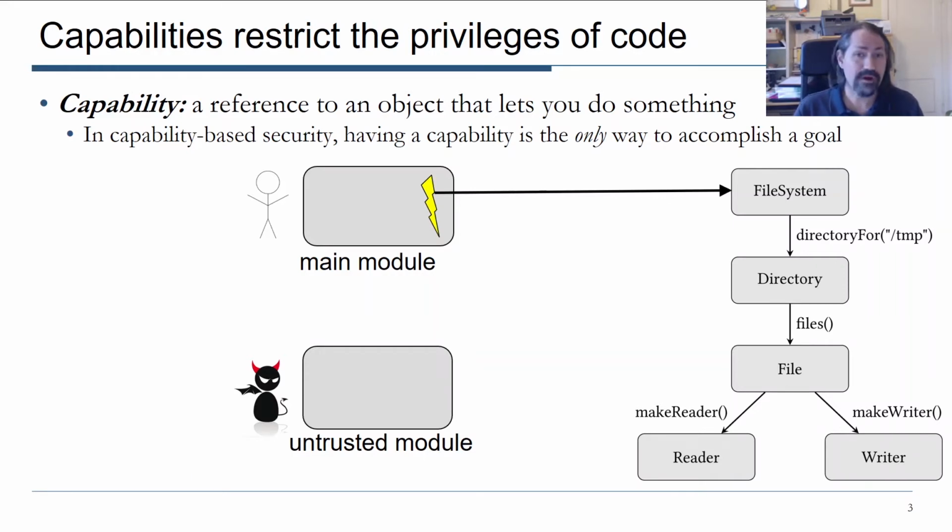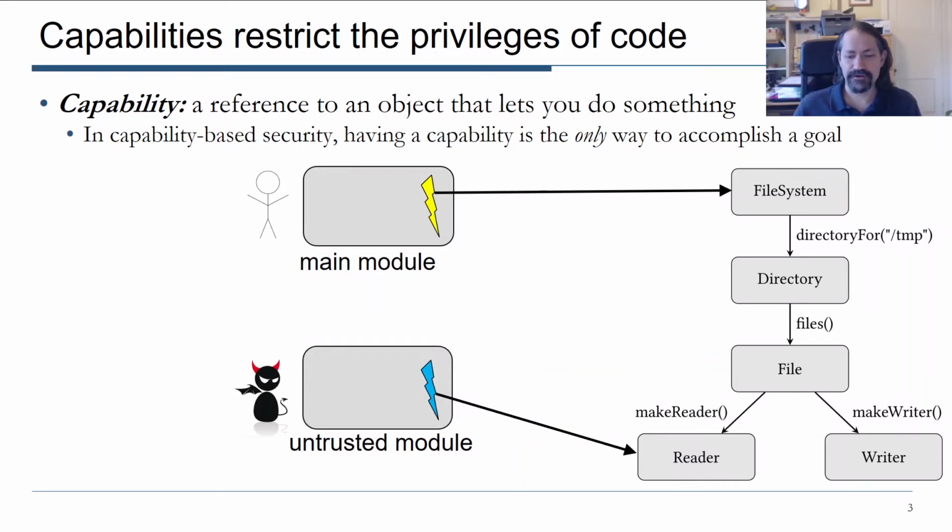A capability is a reference to an object that lets you do something. In capability-based security, having a capability is the only way to accomplish a goal. For example, let's imagine we're writing a program. The main module has a capability to the file system. We want to use another module, but we don't trust it. So what we can do is create a second capability to just a single file, and then make a reader for that file and only pass the reader to the untrusted module. Now the untrusted module can only read.